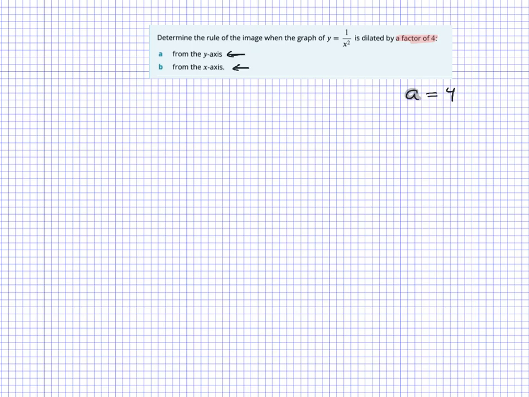The first one is from the y-axis. So you know that the y-axis is pushing it this way or this way. Okay. So where does that occur? That would occur on the x value. So if you write down your initial point, you've got x, y, you're going to have the image of x equals 4x, like that, and the image of y is going to be the same because it's only pushed it horizontally, not vertically.